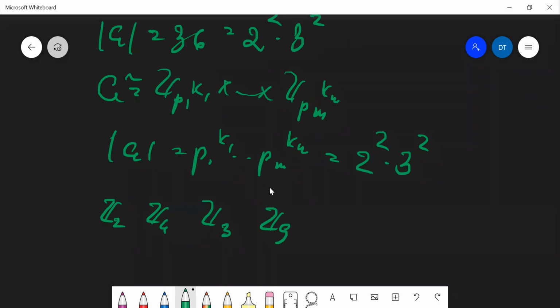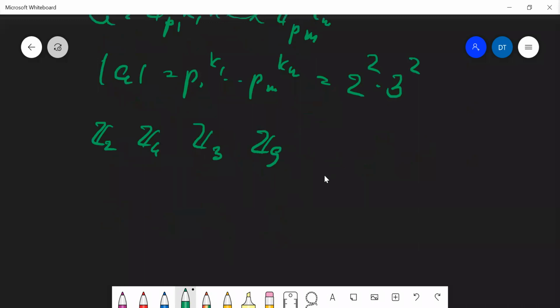And now you want to multiply them in such a way to get a group of order 36. It means that for the prime 2, you need to get a product of 4 elements, and for the prime 3, you need to get a group of 9 elements.